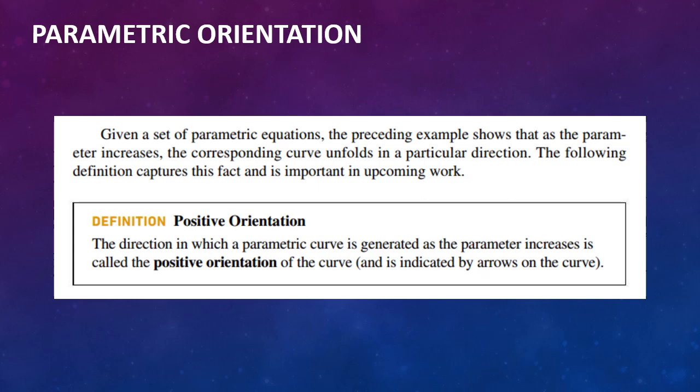Given a set of parametric equations, the preceding example shows that as the parameter increases, the corresponding curve unfolds in a particular direction. The following definition captures this fact and is important in upcoming work. Positive orientation: the direction in which a parametric curve is generated as the parameter increases is called the positive orientation of the curve, and is indicated by the arrows on the curve. So this doesn't necessarily mean that the slope is positive. It's just saying what direction the curve goes as the parametric variable, in the last example it was time, increases.